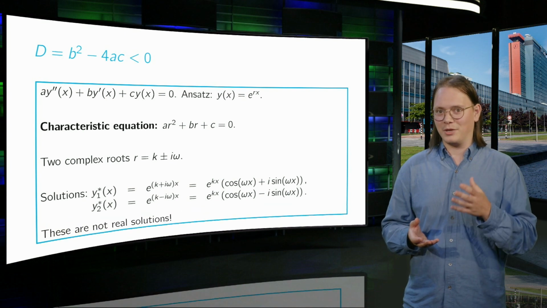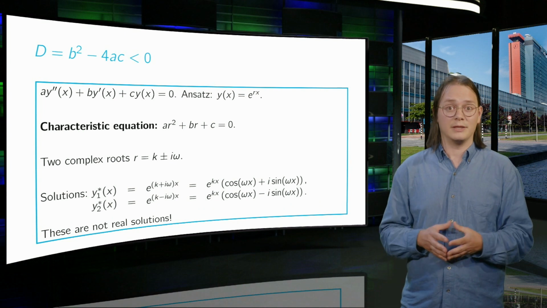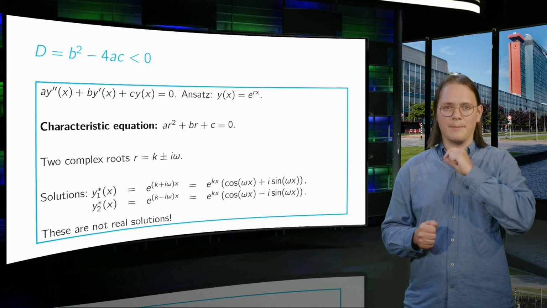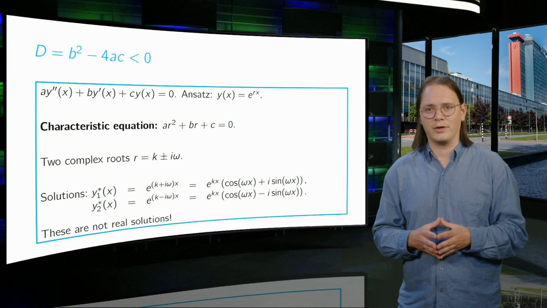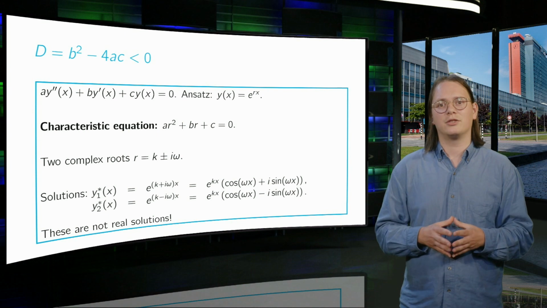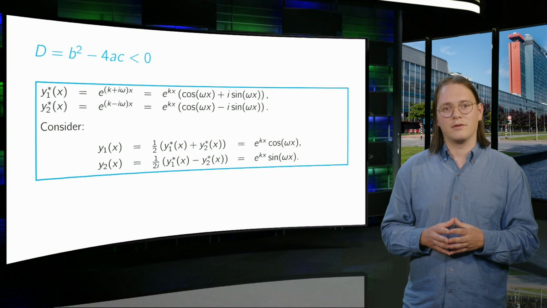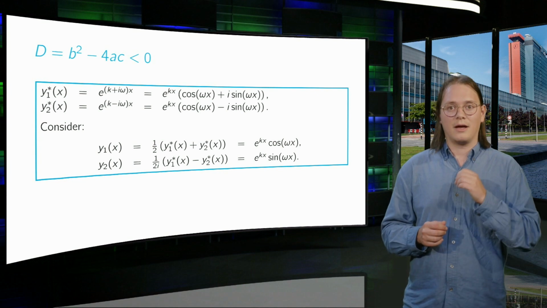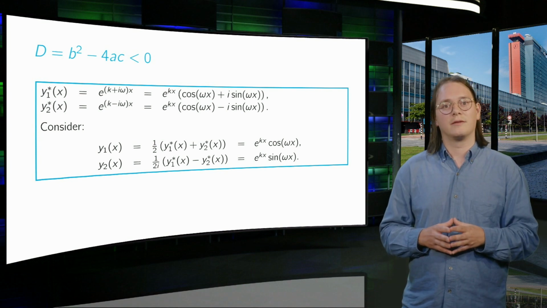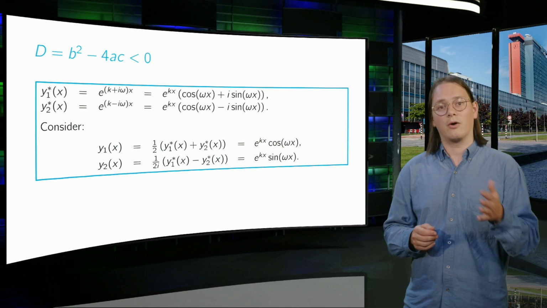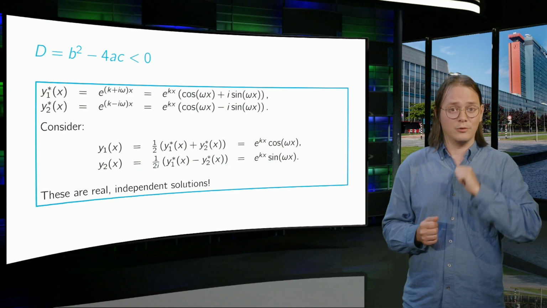However, here we run into an issue, namely that these are not real solutions, which is what we are interested in. Can we somehow turn them into real solutions? Recall that if we have two solutions to a linear differential equation, then any linear combination of those solutions is a solution as well. Therefore, if we consider the function y1 of x as half times y1 star of x plus y2 star of x, then this can be written as e to the power kx times cosine omega x. This becomes a real solution to the differential equation.